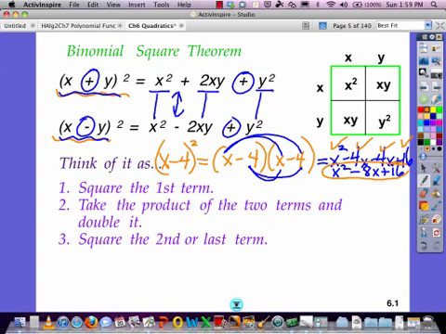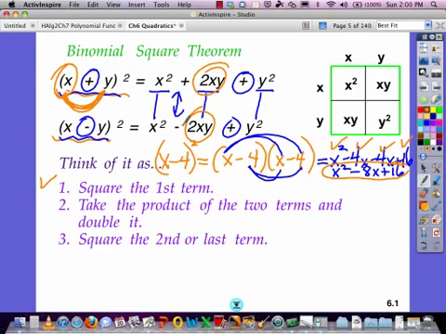We want you to take whatever that first term is and square it. Then we want you to take the product of the two terms. The two terms are what's inside the parentheses. So these two things, whatever is there. If there's numbers, if there's variables, go ahead and multiply them. That's what product means. So x times y is xy. But then it says, and double it. So if I have an xy and I want to double it, when you double anything, you times it by 2. So we'd have 2xy. And that's what you're seeing in the middle terms up here.